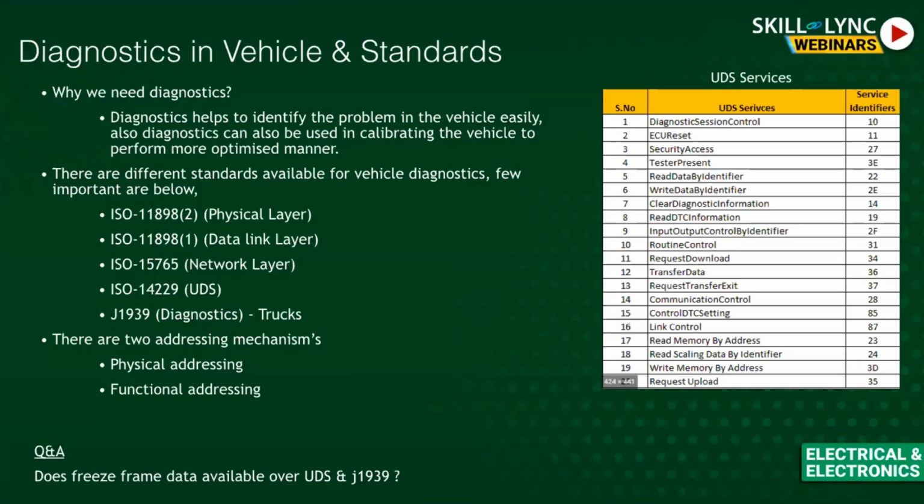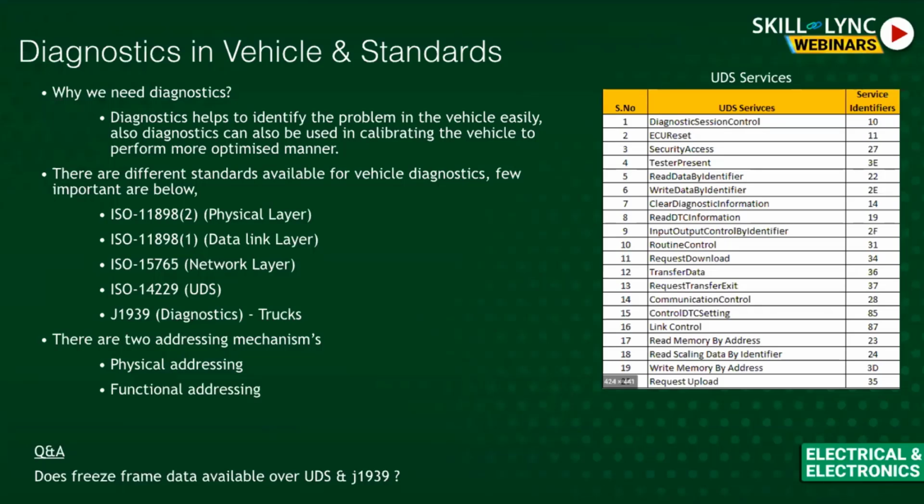And here I'm trying to mention some standards like ISO 11898-2, ISO 11898-1, ISO 15765, 14229, J1939. These are basically standards. Who is providing the standards? There are different organizations controlling automotive vehicles, like the Society of Automotive Engineers, called SAE, and plenty of others, and ISO is also one kind of standard provider. Every vehicle must follow these standards to implement this CAN architecture.